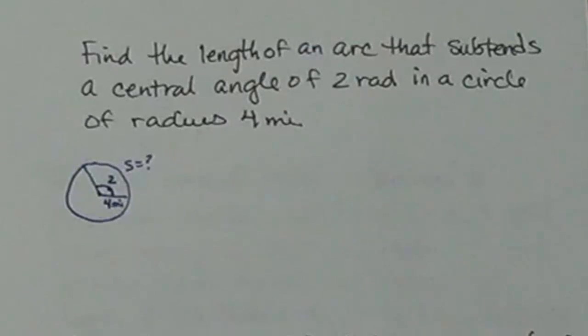Okay. So for example, let's find the length of an arc that subtends a central angle of 2 radians in a circle of radius 4 miles. So there's our picture. We've got a circle with a radius of 4 miles and an angle of 2 radians, and we want to find the arc length. Now in this case, because our angle is already in radians, we can just multiply the angle by the radius. So our arc length is going to be 8 miles. And again, notice that the units on our arc length are the same as the units on our radius.